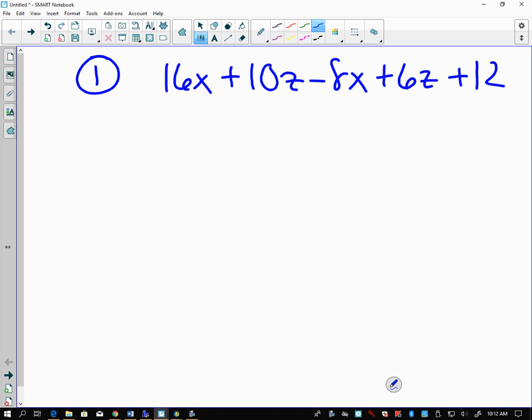All right, what is the basic principle at play here? What are we trying to do here? Because really what we want to do is simplify this expression. But how am I going to do that? Combine like terms. What are my like terms?